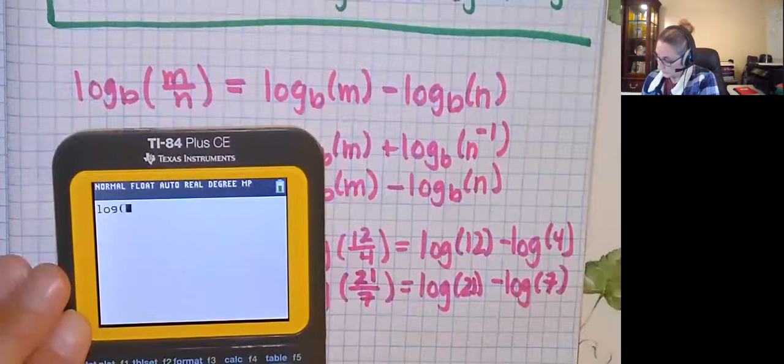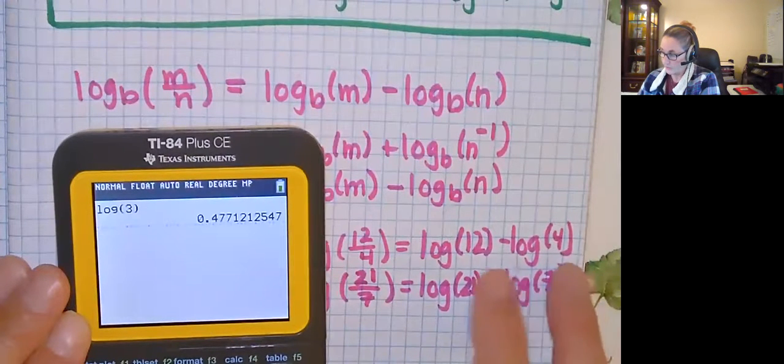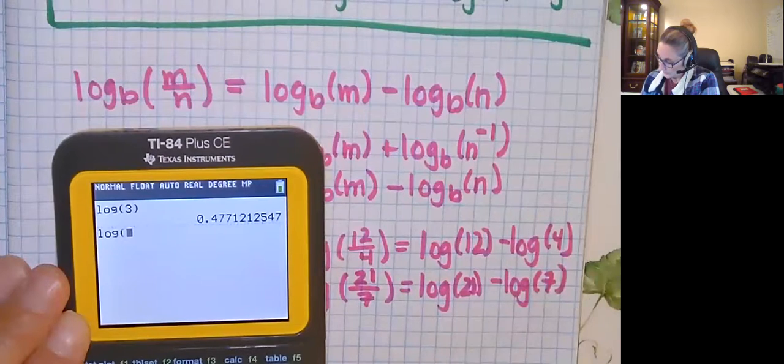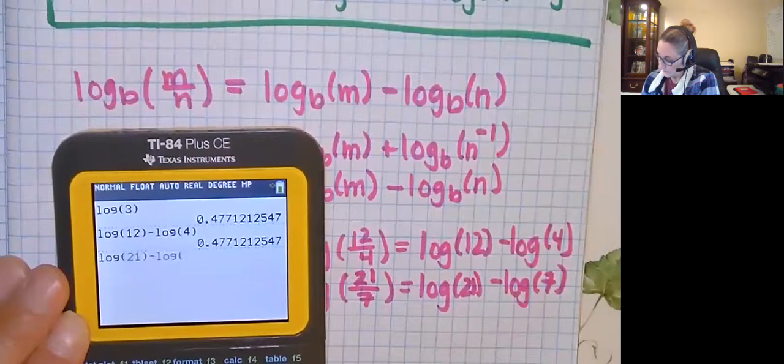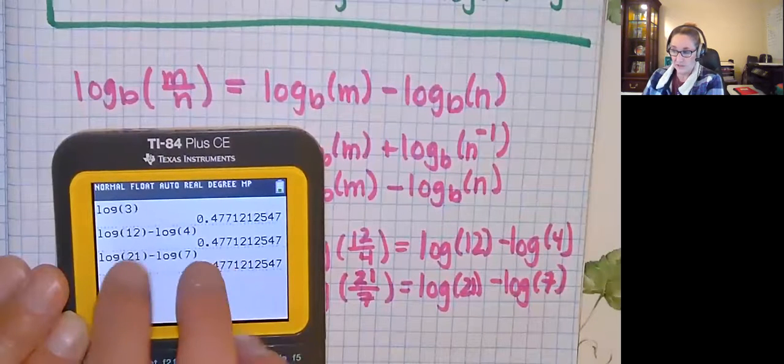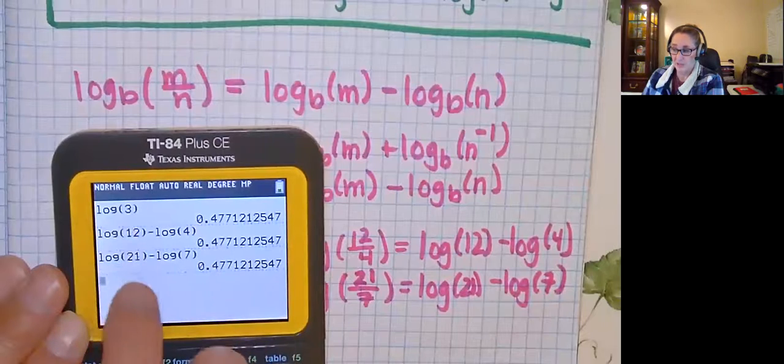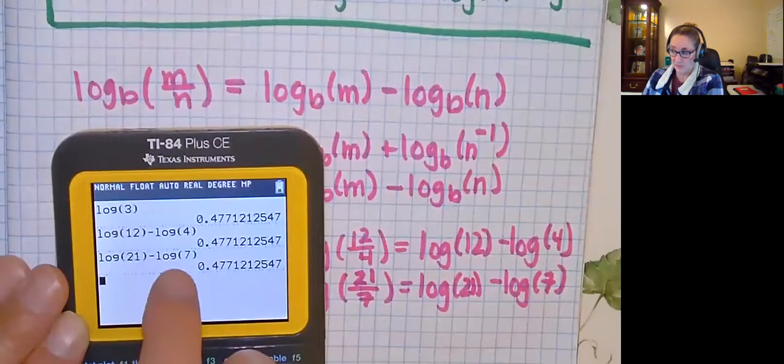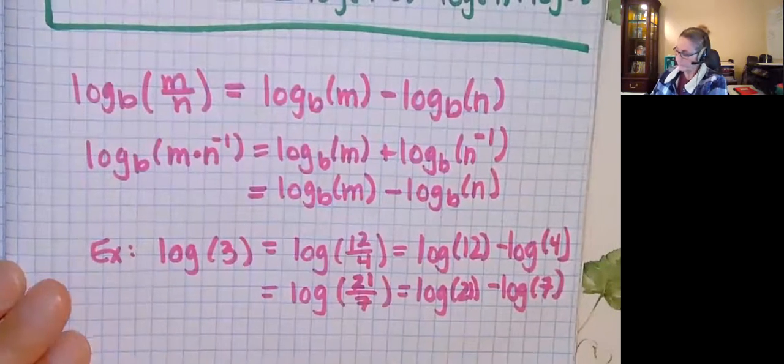So if I'm going to do log of 3, that's log of 3. And now let me do log of 12 minus log of 4. Log of 12 minus log of 4. I got the same thing. Log of 21 minus log of 7. I got the same thing. So any of these where these two numbers would divide and get me 3, I'm going to take log of the one minus log of the other. Okay.